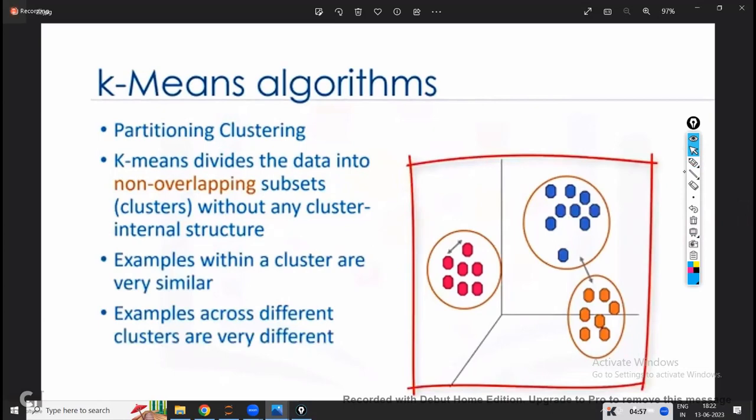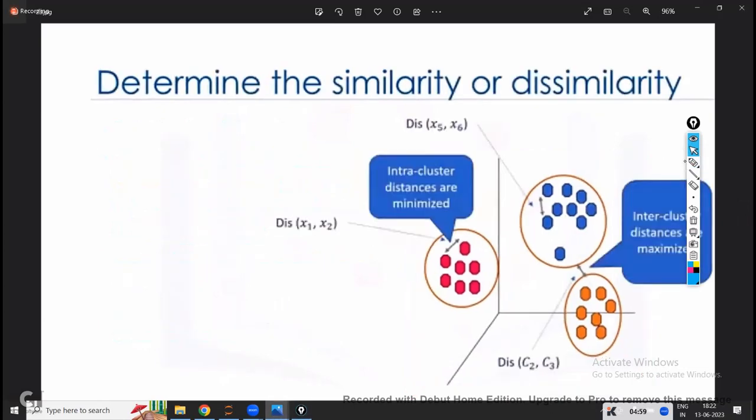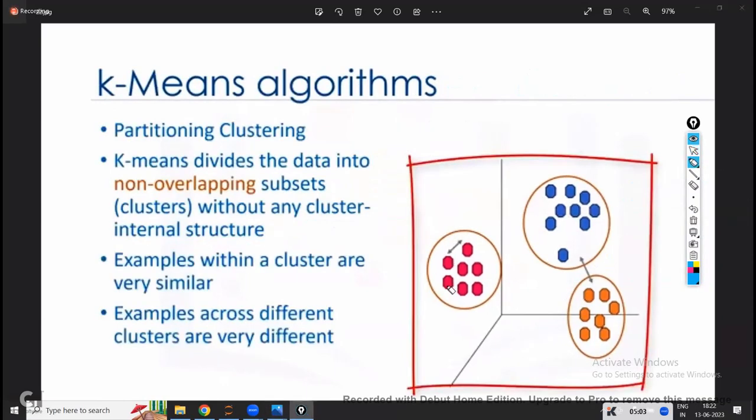Whatever records are within the cluster will be very similar to each other. These records are very similar to each other. Now these other records are dissimilar. Okay, is that clear?